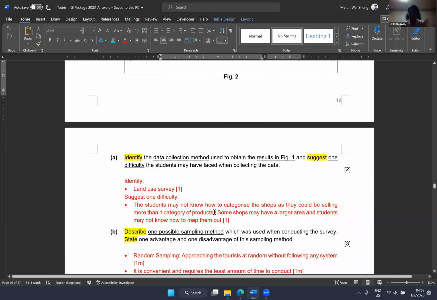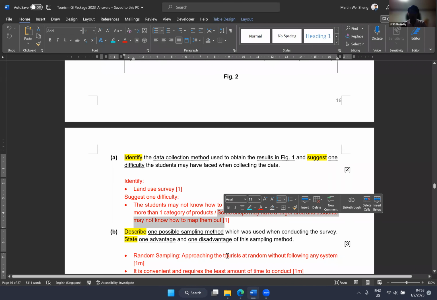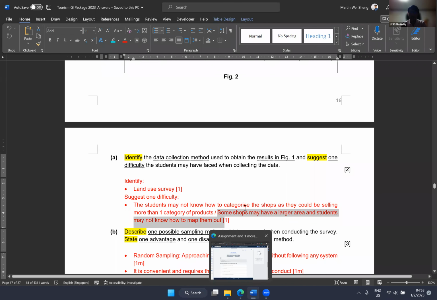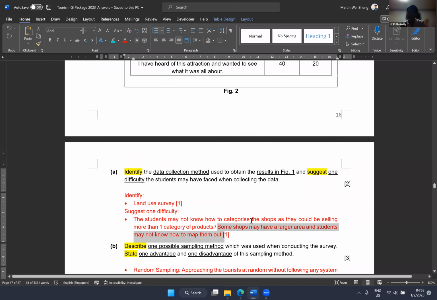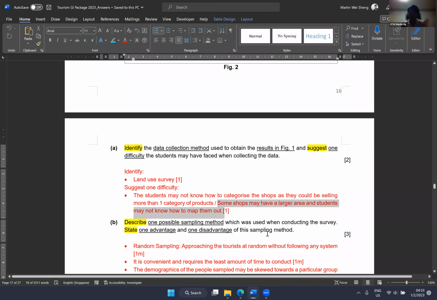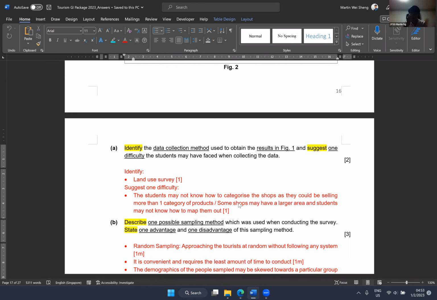Then another possible answer would be some shops have larger area. The student might not know how to map them out. So basically, what this is saying is that the shops are not always so straightforwardly arranged, like how we do our sample land use survey. Sometimes the shops might be large, they have weird shapes and all that. So the student might not know how to draw it out.